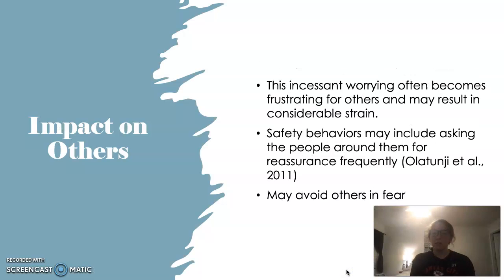And then impact on others. So the incessant worrying they have about getting sick can become frustrating for others. Safety behaviors may include asking the people around them for reassurance, kind of like we saw with OCD. In a lot of these cases, they'll constantly ask the people around them, like, is that safe? Are there germs on that? Do you think I'll get sick from that? Does this look weird to you, if they have anything on their skin? And so that can just get annoying for the people around them.